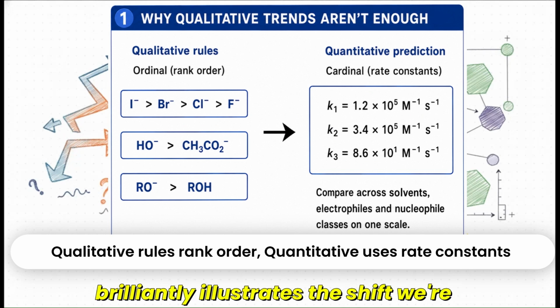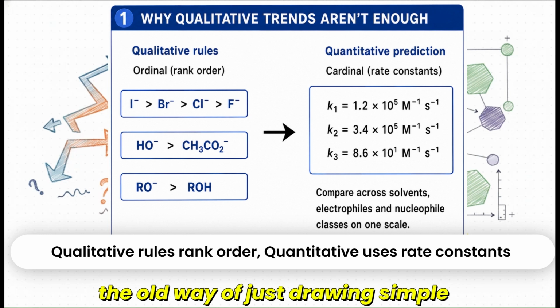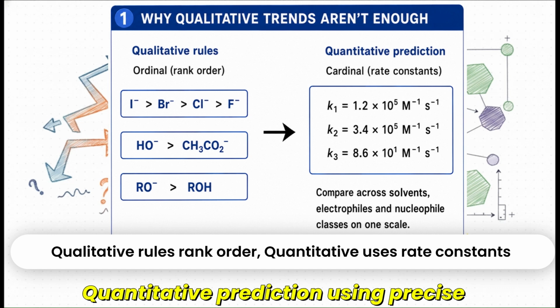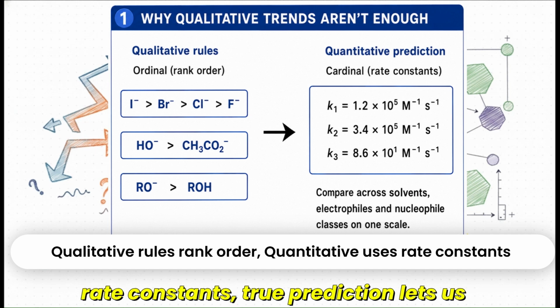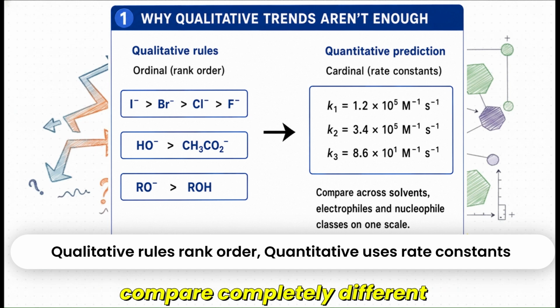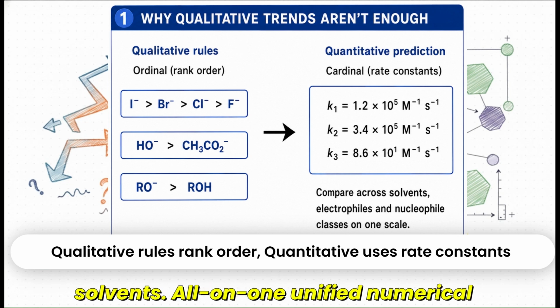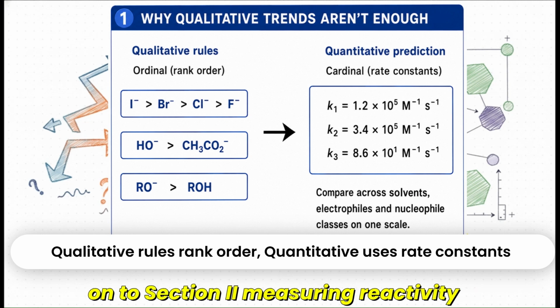And this brilliantly illustrates the shift we're talking about. We are totally replacing the old way of just drawing simple greater than signs with true quantitative prediction using precise k-values. By calculating exact rate constants, true prediction lets us compare completely different nucleophiles, electrophiles, and solvents, all on one unified numerical scale. It's a real game changer.